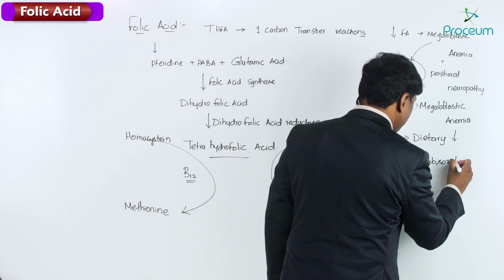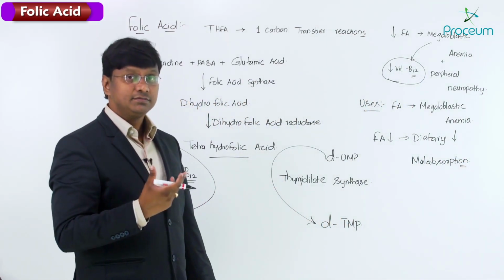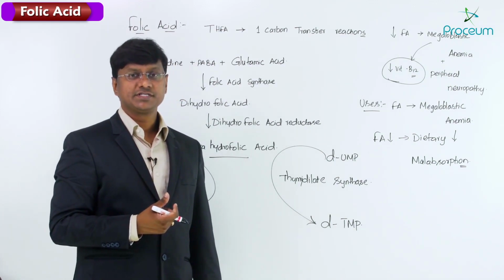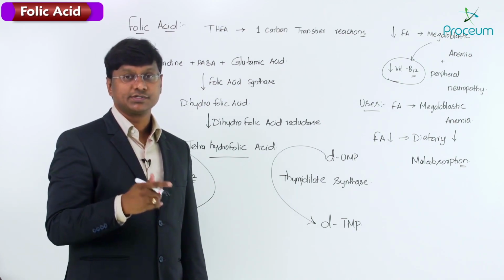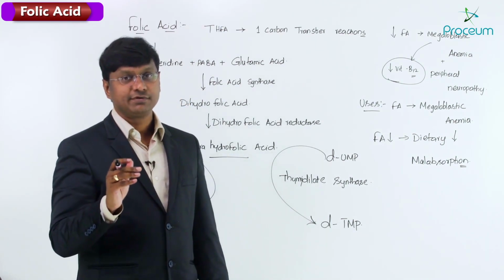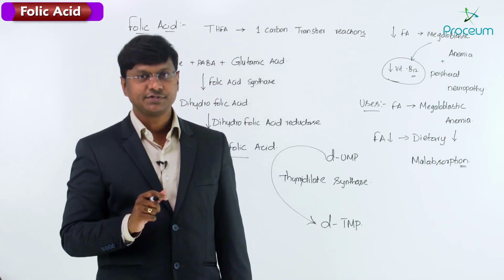And this particular malabsorption could be due to any GI pathology which is affecting the jejunum, because jejunum is the site where the maximum amount of the folic acid absorption occurs. So if there is any pathology at the level of the jejunum, the folic acid absorption does not occur, and that will result in folic acid deficiency.